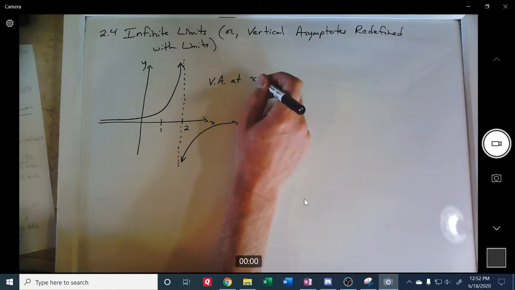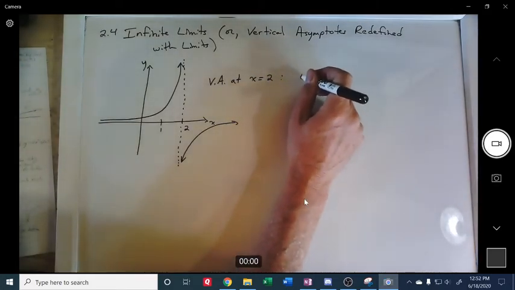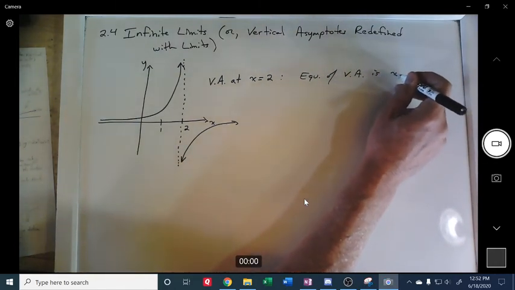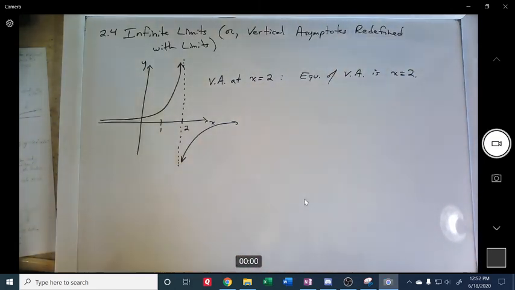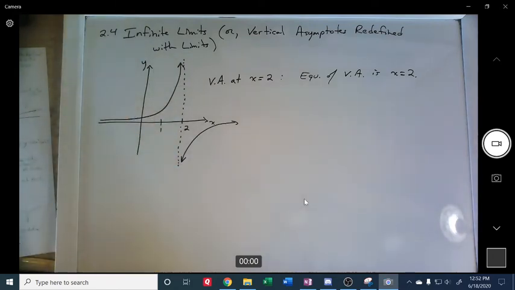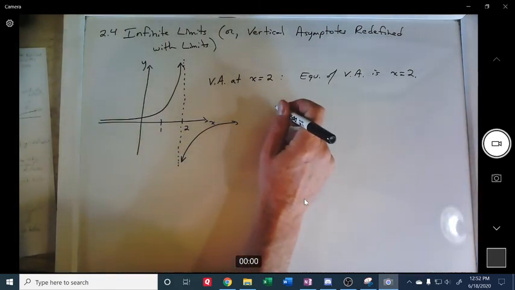at x equals 2. In fact, we don't just say vertical asymptote at x equals 2. We say the equation of the vertical asymptote is x equals 2. Because if you have an equation of y equals something, that's a horizontal line. If the equation is x equals something, that's a vertical line. Now, this isn't really part of the graph, this vertical line, but we use it to help guide us to make the graph accurate. Alright, now, in a situation like this, what is the function?